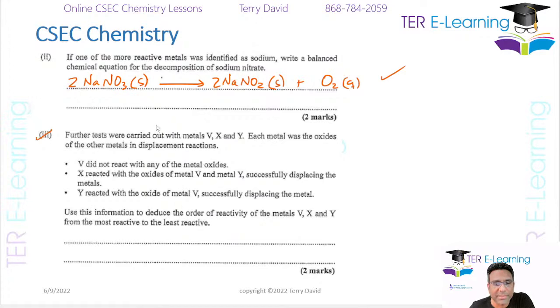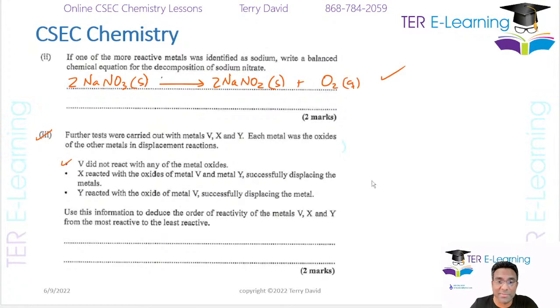The next part: further tests were carried out on metals V, X and Y. Each metal was added to the oxides of the other metals in a displacement reaction. So this is about displacement reaction. What you all needed to know was that metals higher up in the reactivity series, or more reactive metals, are able to displace ones lower down in the reactivity series. So let's see. This first observation: V did not react with any of the metal oxides.